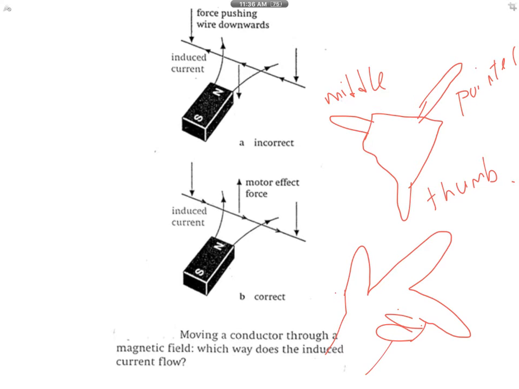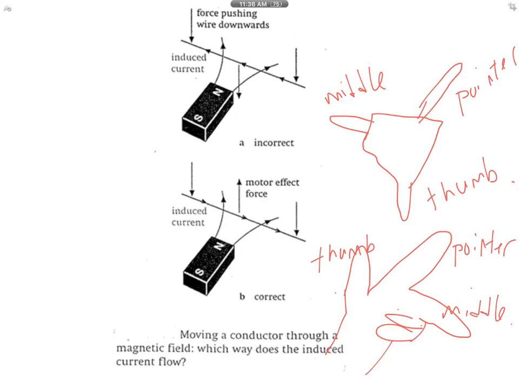Okay, so this is my thumb. This is the pointer. And this is the middle. Can you see that now the force is upwards? So if the force is upwards, that means as I'm pushing the wire down, I have to do work to overcome the force. So then my work done can be converted into electrical energy. Now there's a shortcut.